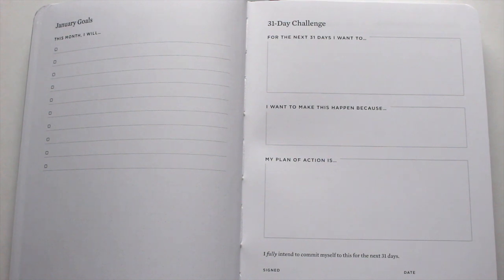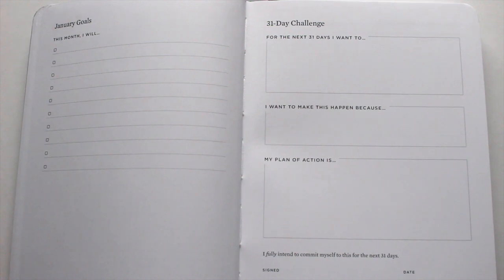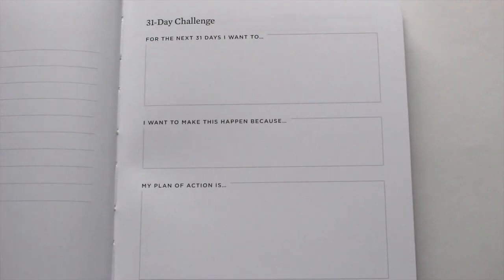You're still going to get your monthly goal page, which is going to be found right after the monthly view. And here you can write down your 31-day challenge for yourself and some things that you want to accomplish for the month. So the 31-day challenge, you can really use to your advantage. You can write down 12 smaller goals that you want to accomplish, or you can just switch it up and try something new every single month.